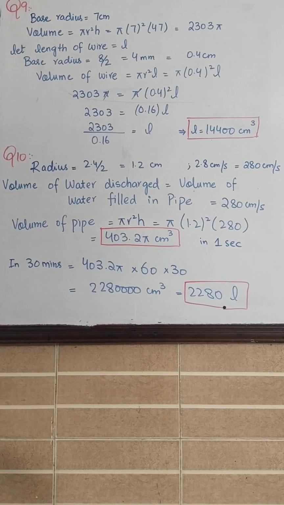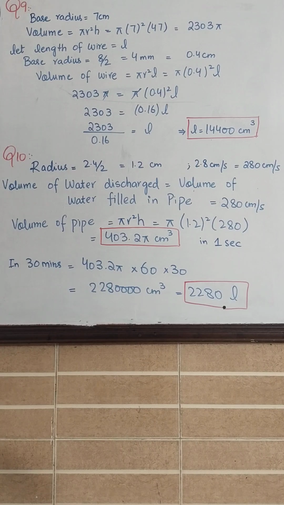Next, move to our next question, which is question number 9. A copper cylindrical rod of diameter 14 cm and length 47 cm is melted and recast into a wire of diameter 8 mm. Find the length of the wire, giving your answer in meters. We are given a copper cylindrical rod having diameter 14 cm. So first of all we have to calculate the radius. Base radius becomes 7 cm, which is half of 14 cm.